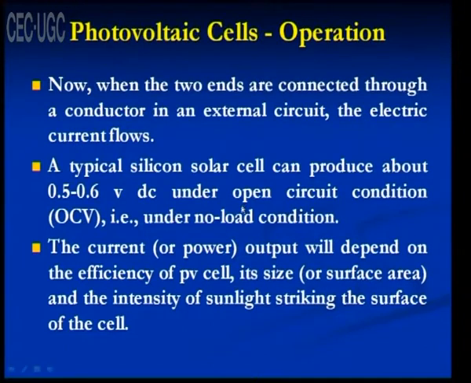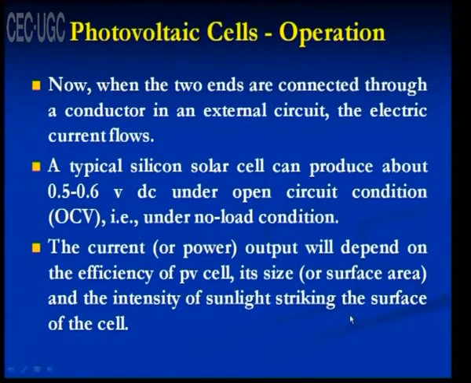The current or the power output will depend on the following factors. The one important factor is the efficiency of the PV cell itself, how efficiently the photovoltaic cell works, its size or the surface area onto which the sunlight is going to fall, and also the intensity of the sunlight that is going to strike the surface of the cell.